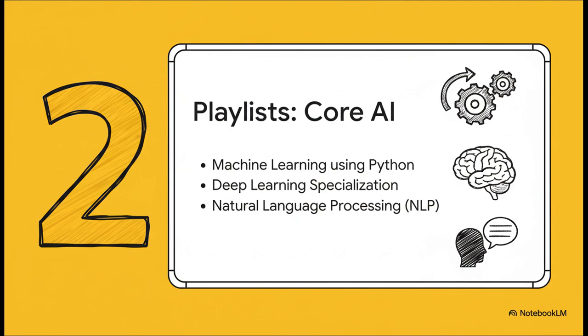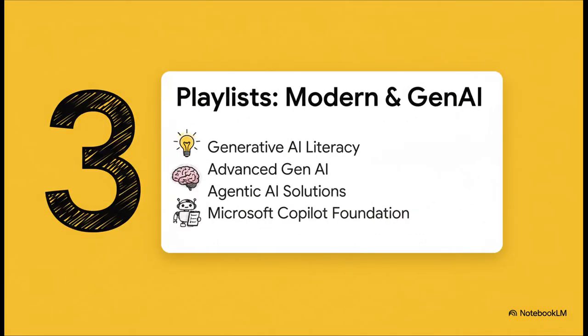We're talking machine learning using Python, a full-blown deep learning specialization, and then we'll explore the fascinating world of natural language processing, or NLP. And of course, we're focused on what's happening right now. This is the cutting-edge stuff. We're going to cover generative AI literacy, dive into advanced Gen AI, learn how to build agentic AI solutions, and we'll even cover the Microsoft Copilot Foundation.